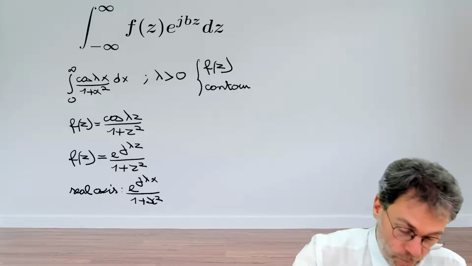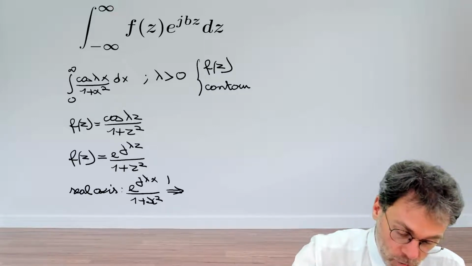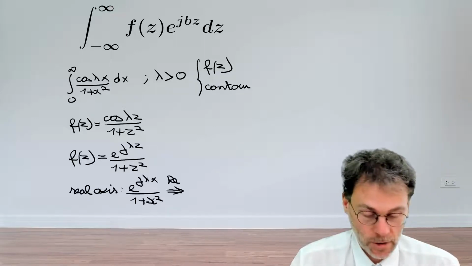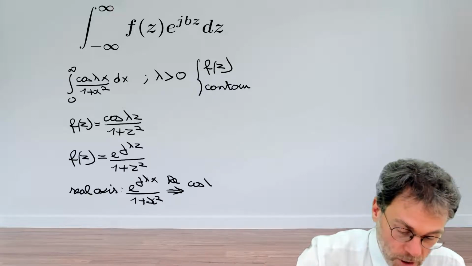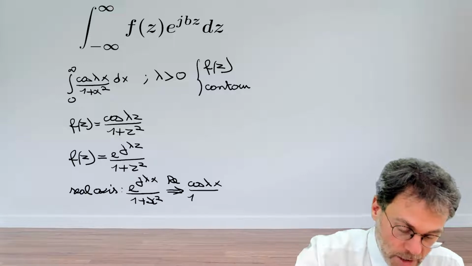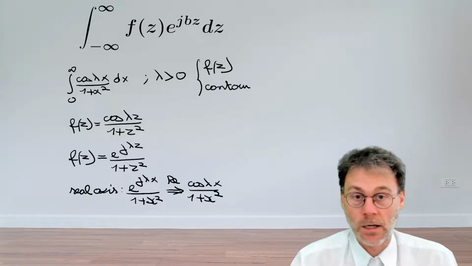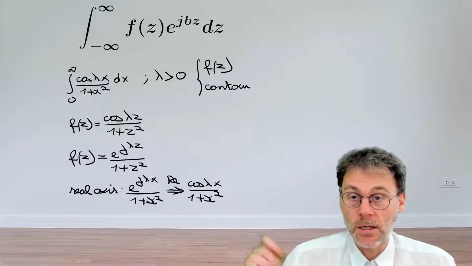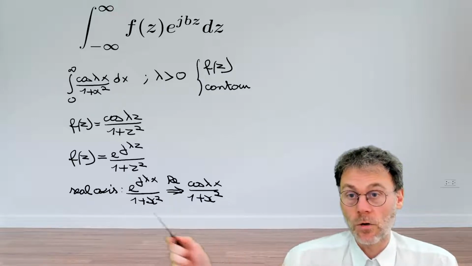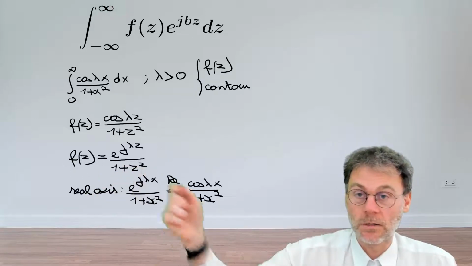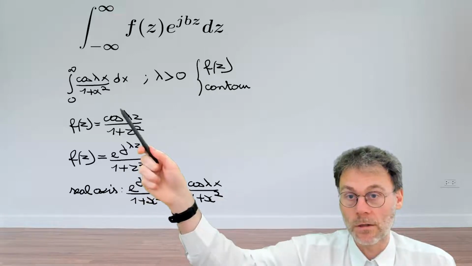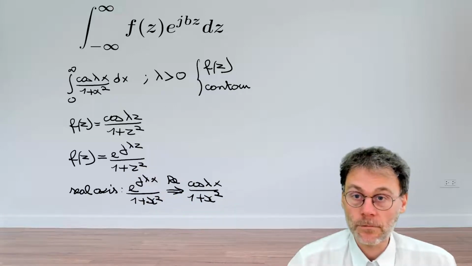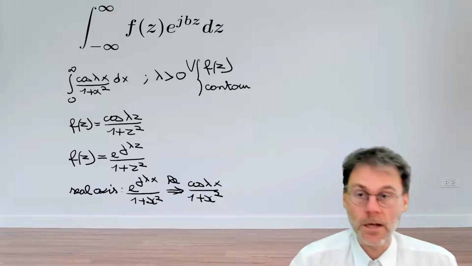And then if we have our result and we take the real part of the expression, then our friend Euler tells us that this is going to be equal to cosine lambda x divided by 1 plus x squared, which is indeed what we're interested in. So this is the choice of f of z that we're going to make. And later on you will see why this is much more clever than this particular choice over here. Good, so this part is taken care of.